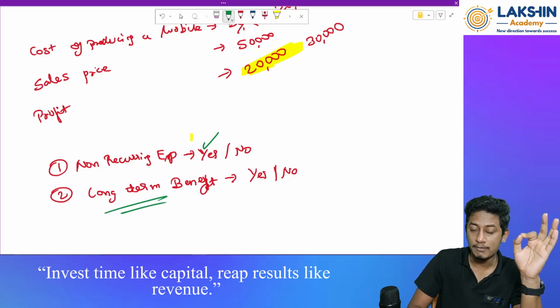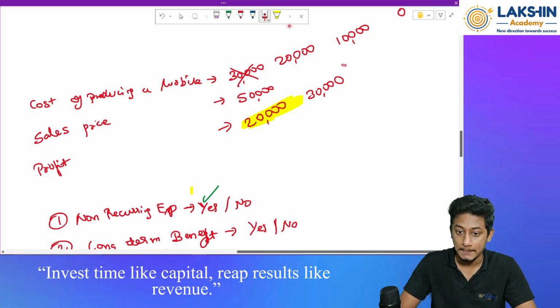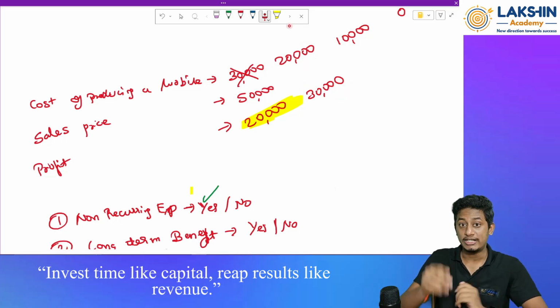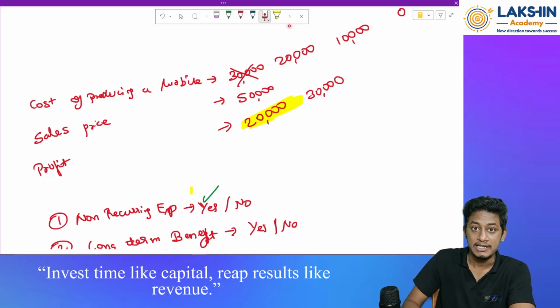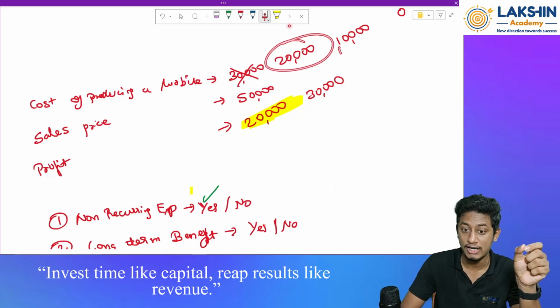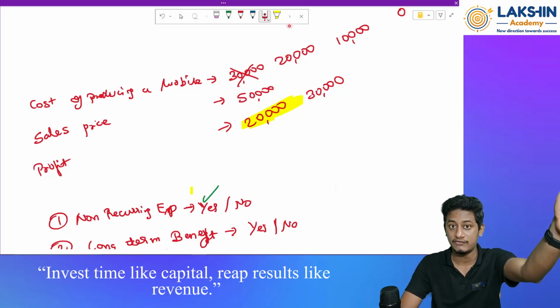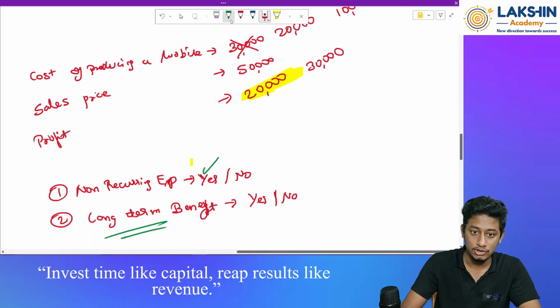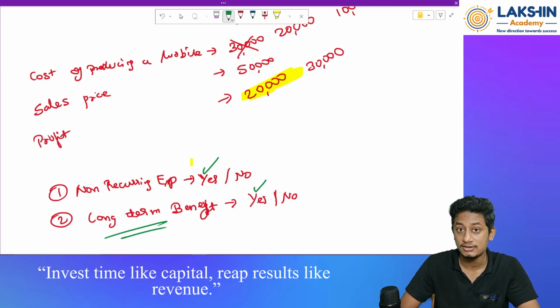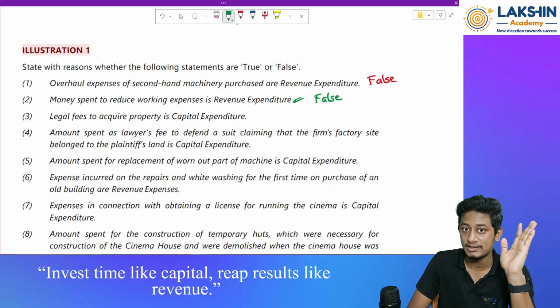Next, long-term benefit. Now tell me, if I reduce the cost to 20,000 rupees, my profit will increase to rupees 30,000. Is this profit giving me a long-term benefit? Yes, that means whatever expenses I have incurred to reduce the cost is giving me a long-term benefit, right? So this will also be a yes. So what will this expenditure be? This will be a capital expenditure. So the answer over here is false. This will be a capital expenditure because it will increase the profit base in the future.